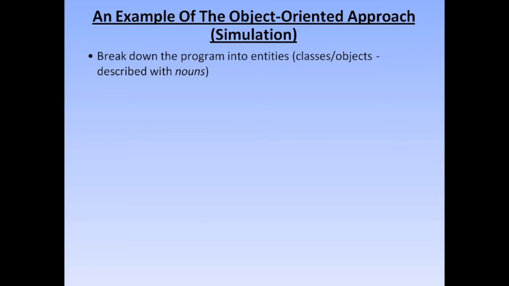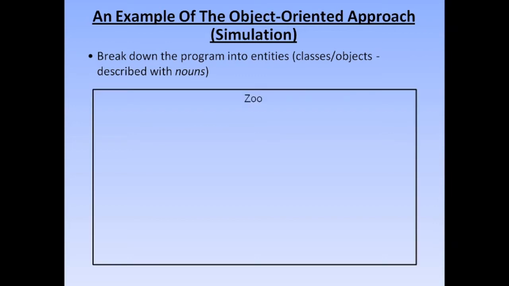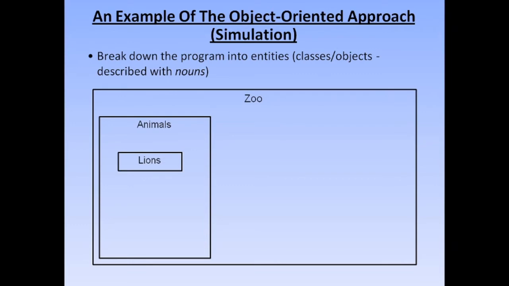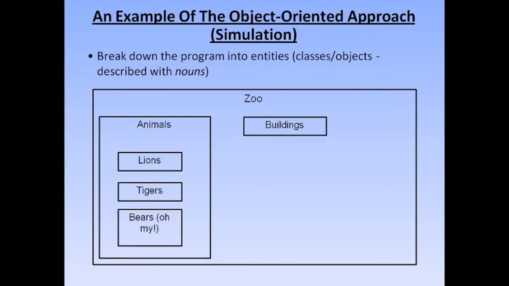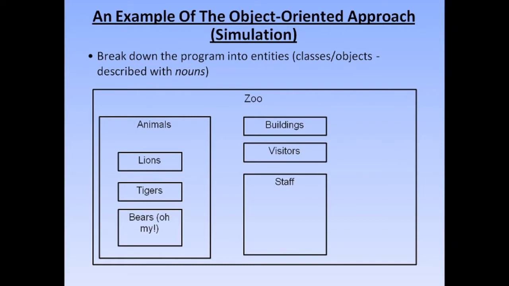A breakdown approach is an example of object oriented programming approach. For example, in a zoo there are animals, and in animals there can be lions, tigers, bears. In case of a building, this building is an object. Now visitors are objects, staff, and inside the staff there will be admin, animal care, etc.